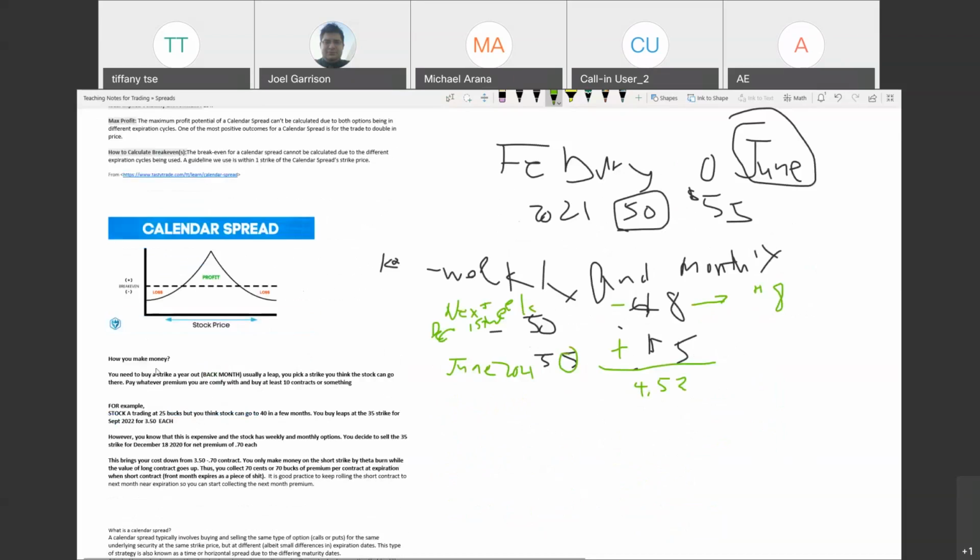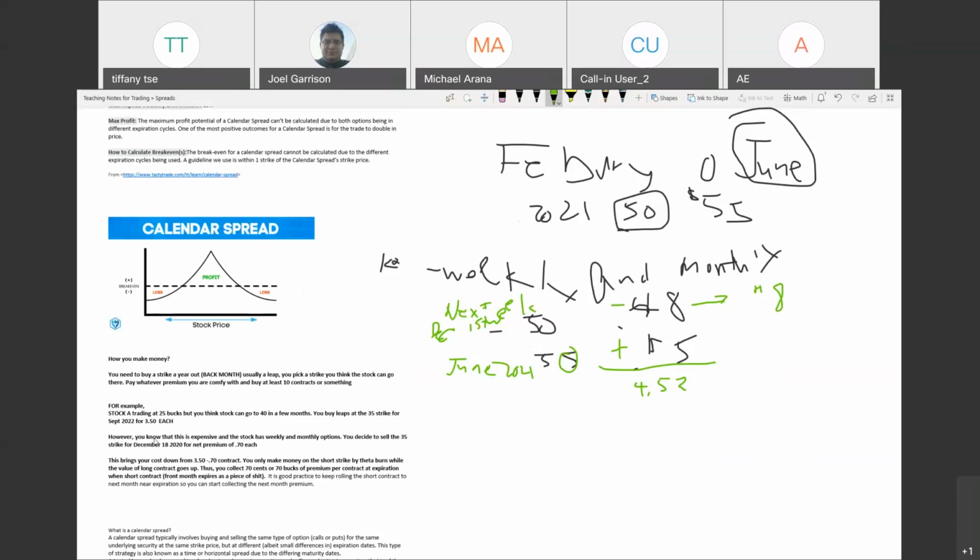Okay, so here, how do you make money? You need to buy a strike in the back month, use your leaps. You pick a stock where the stock can go to, pay whatever premium you are comfortable with, and you can buy as many contracts as you want. For example, stock A is trading at $25, but you think it can go to 40 in a few months. So you buy a leap strike for September 22nd for $3.50 each.